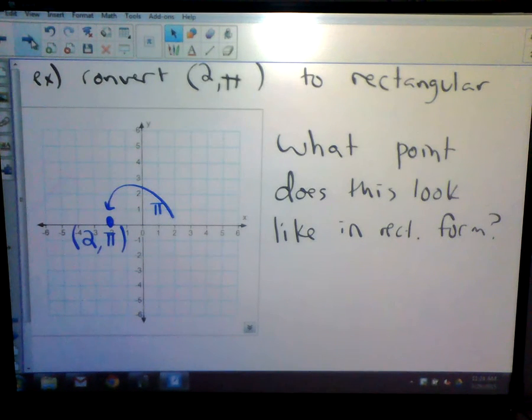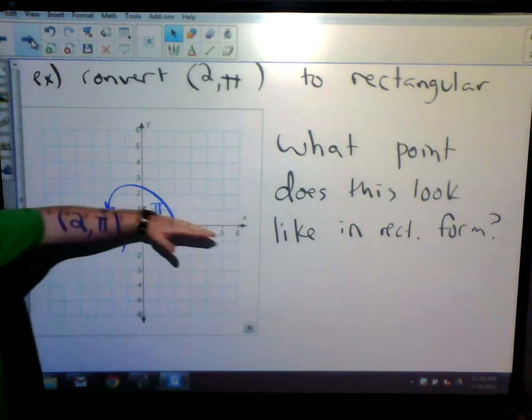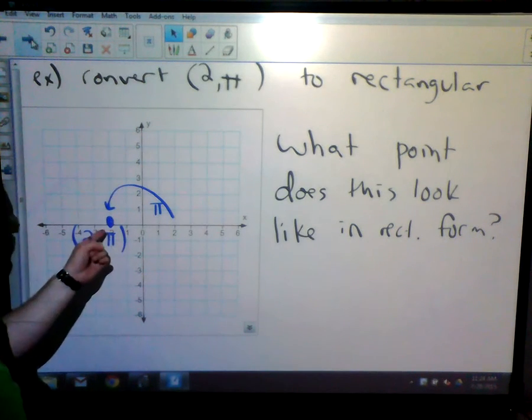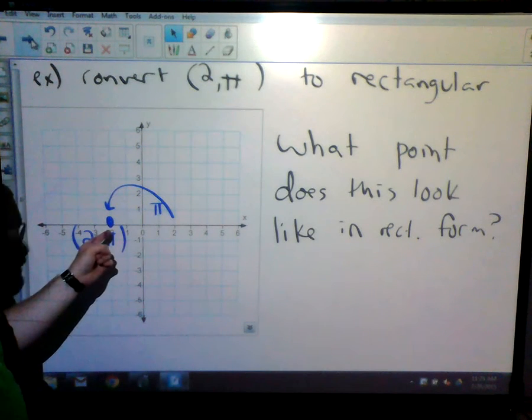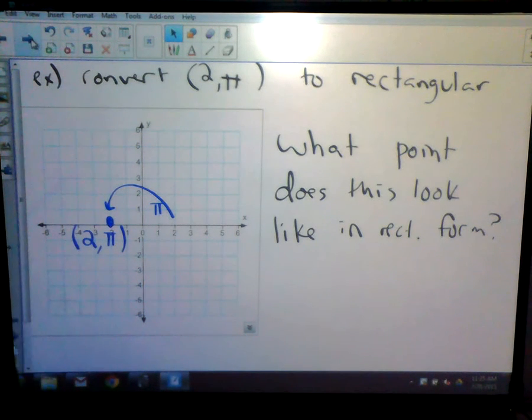Let's convert 2 comma pi to rectangular. Well, 2 means the radius is 2 and pi is over here. What does that point look like? It looks like it's negative 2 comma 0. So let's prove that 2 comma pi is really negative 2 comma 0.